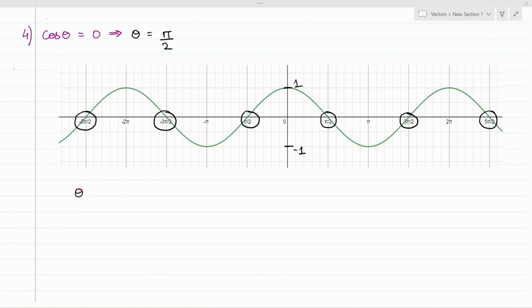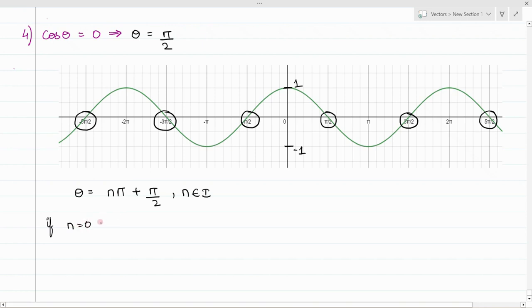So from here, we can write the solution as n pi plus pi by 2, where n belongs to all integers. Let's verify this. If n is equal to 0, we can write theta as pi by 2, and this solution we already know. Similarly, if n is 1, we can write theta as pi plus pi by 2, which is nothing but 3 pi by 2. So this is the solution we have seen.